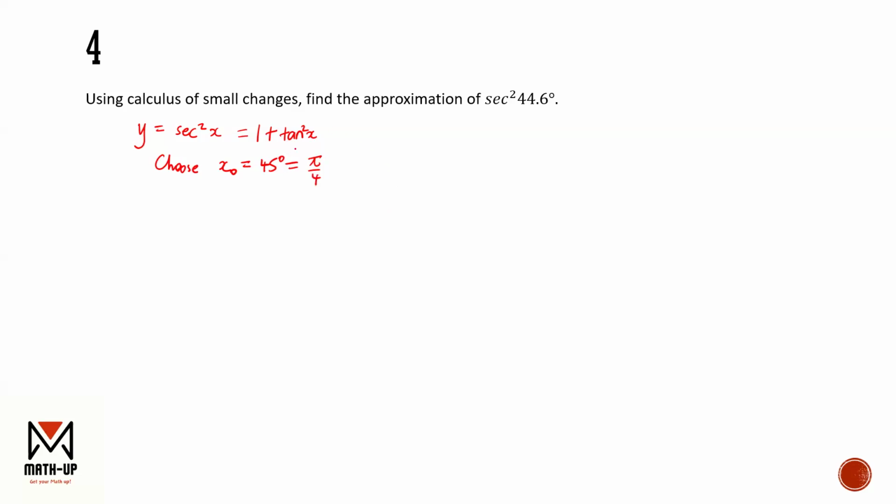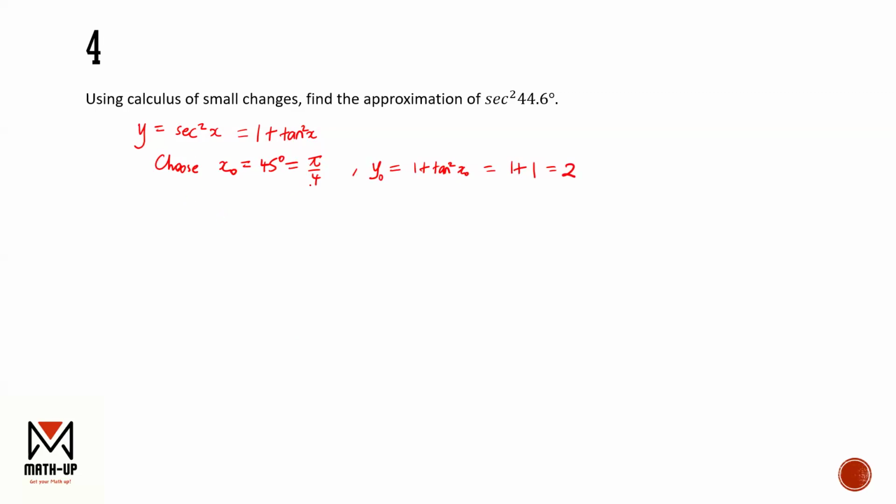Because we know that its tan value is easily computable, y naught, which I'm going to write as 1 plus tan of x naught squared, is going to be 1 plus tan of 45 degrees, tan of pi over 4, which is 1, and so y naught is 2. Okay. And what is our delta x?